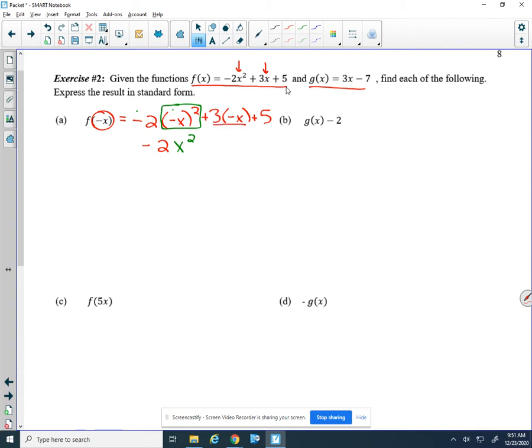Moving on, if you want to put ones in, that's super helpful. 3 times negative 1 is negative 3x here plus 5. So that is in standard form, everything's simplified, and that would be my answer.